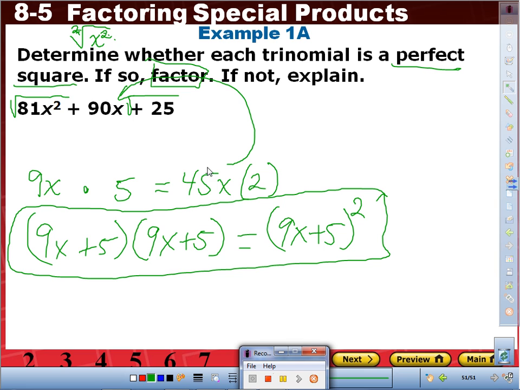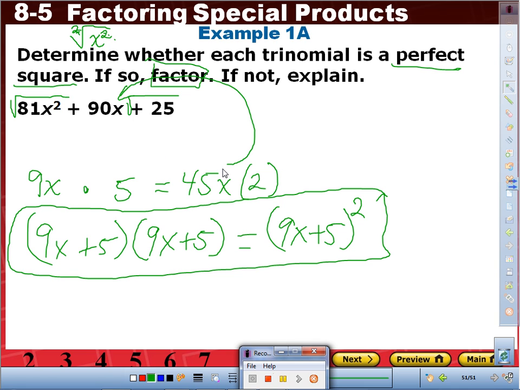Now, some of you are asking, Mr. Q, what if I multiply 9x times 5, that's 45x, times 2? What if this was not 90x? Then guess what? It is not a perfect square. And you're done. You don't have to factor. Everybody with me? But you will have to explain. How would you explain? Well, it's not a perfect square because when I get the square root of the first and the last and I multiply times 2, it does not equal the middle term. Everybody with me?